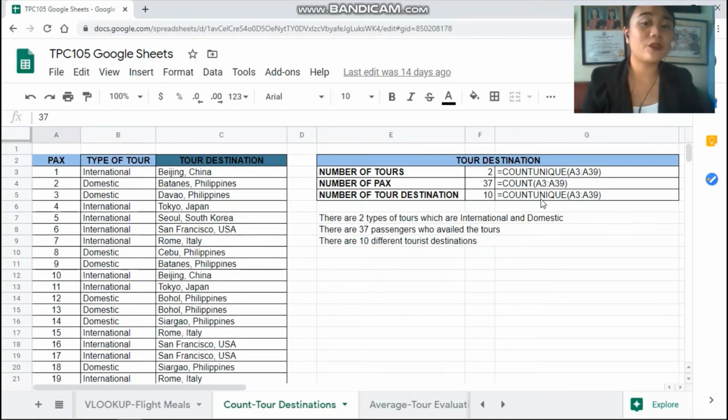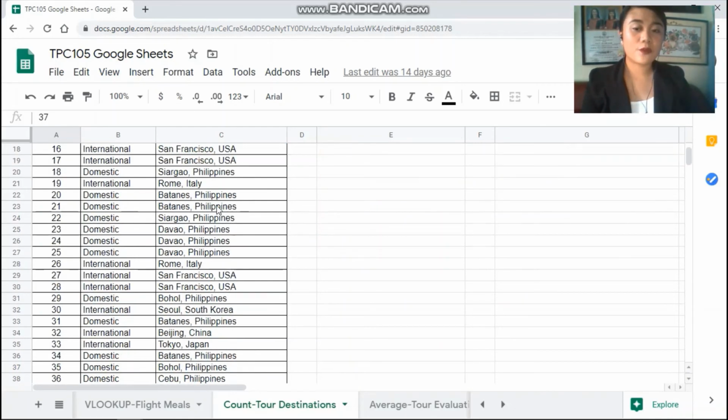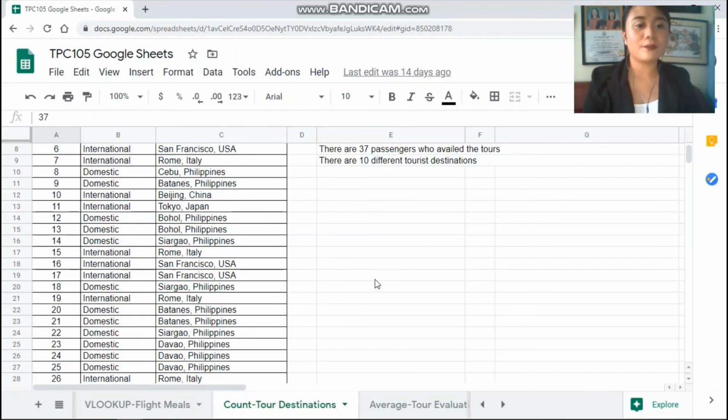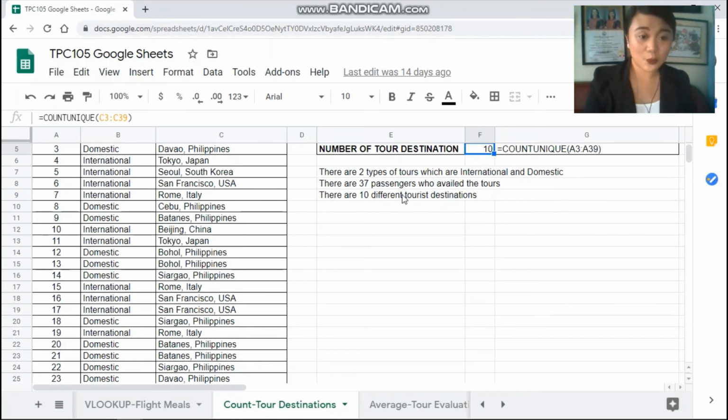So, we will be using the count unique. Ma'am, bakit count unique pati po yung type of tour? Dahil po, if you can still remember, in our handout, ang count lang po, ang binibilang niya ay numeric value. Numbers, may value. While your count unique would count the text. So that's the difference of the two. Now, basically, meron tayong mga different destinations here. So, bibilangin natin, ilan kaya yung mga tour destinations na meron tayo ngayon. So, gagawin na natin si count unique, which is 10. So, meron na rin po tayong explanation here that there are two types of tours, which are international and domestic. There are 37 passengers who would be availing the tours, and there are 10 different tourist destinations that would be offered. Okay, so yun po yung count.